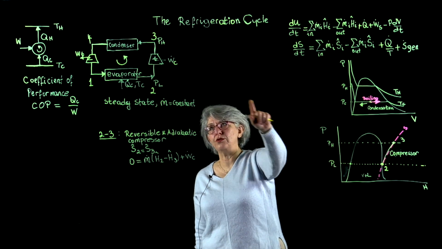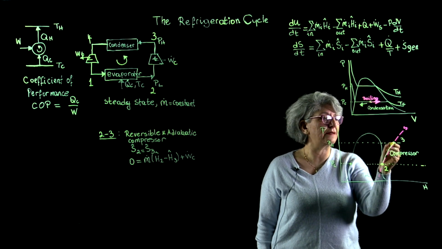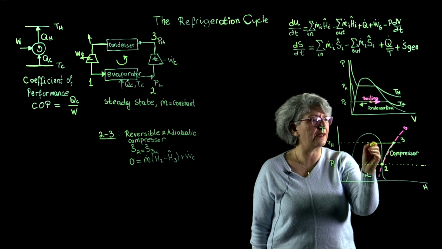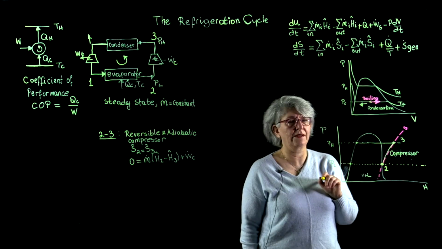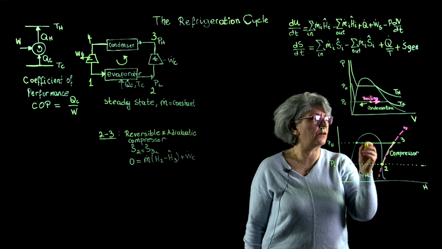Now, let's go to the condenser. Condenser operates at constant pressure, and it follows this line all the way to the saturated liquid. So this is the condenser.